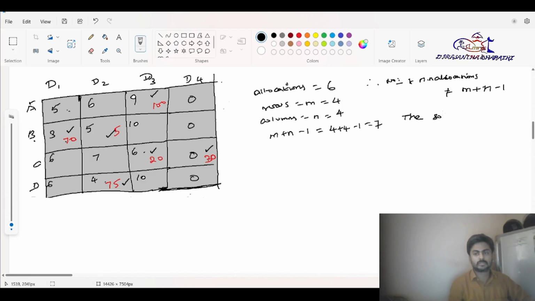The solution is not feasible, which means the allocations is less than m plus n minus 1, right? Allocations is less than m plus n minus 1.